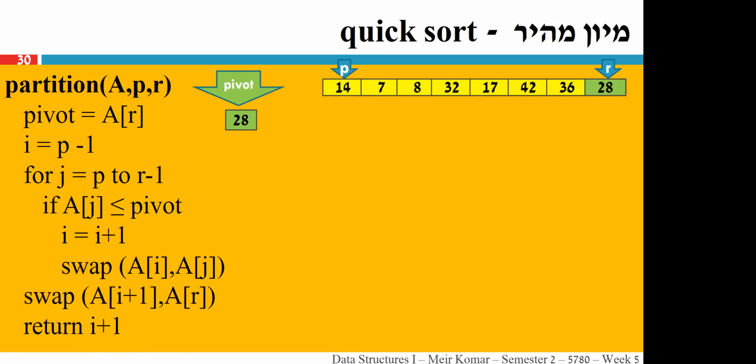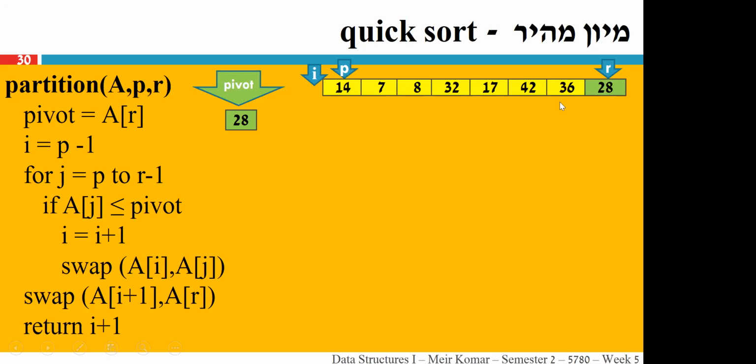I is equal to P minus 1. P is equal to 1, because in our arrays the indexing starts from 1 and not from 0. We're not in C++. So I will be, in the first case, 0. I is pointing to a non-existent thing. For j equal to P to R minus 1, I'm going to go through this whole array, step after step, until R minus 1, because that's my pivot value. I don't have to deal with it.